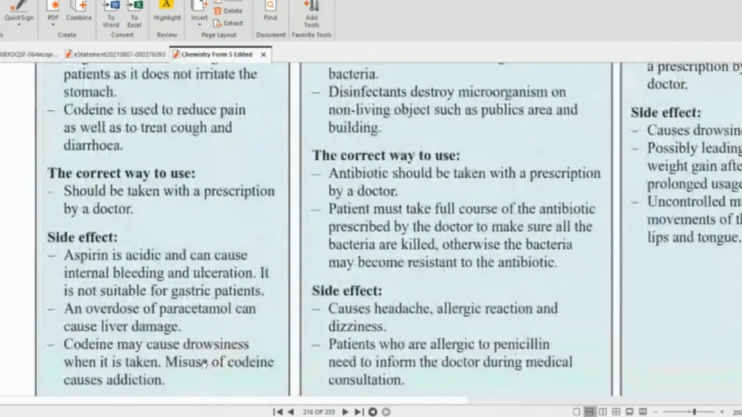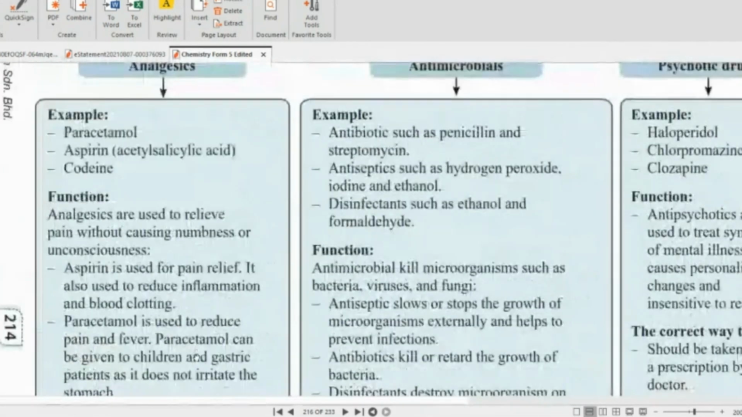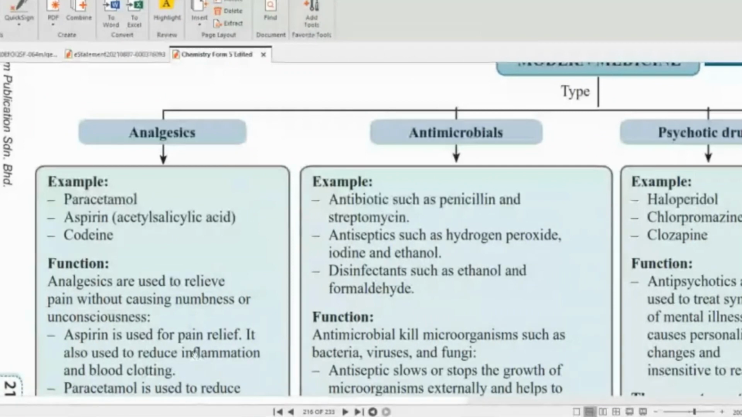Okay, any question you want to ask about this analgesic? This is the first one, and it is very, very popular in modern medicine. Any question?